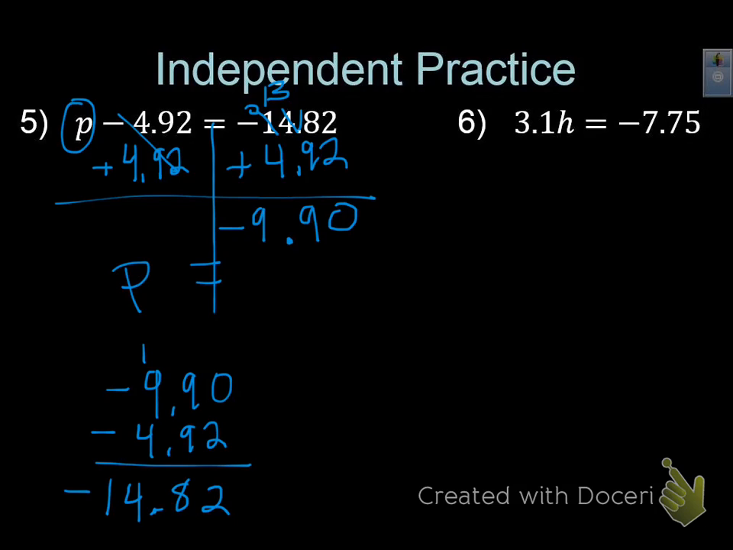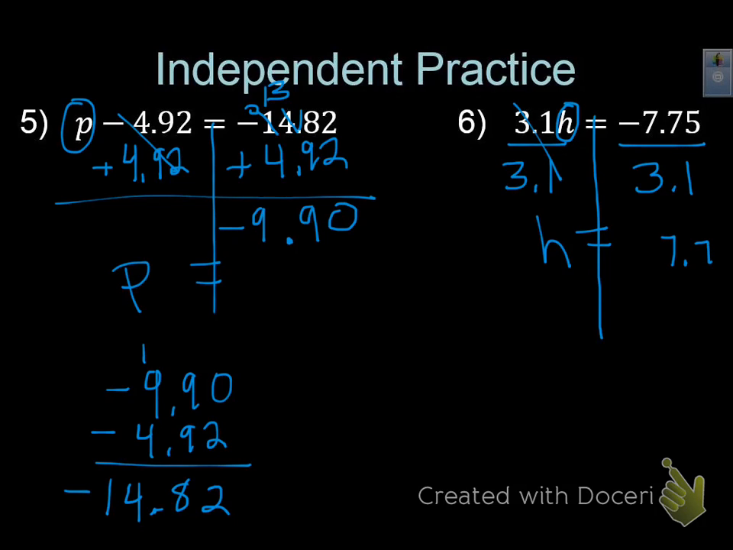The last problem, isolating the variable h, dividing my equation into two parts. I see 3.1 times h, so I will be dividing by 3.1 on both sides. On the left, the values cancel and I have h left over. On the right-hand side, negative 7.75 divided by 3.1. I will need to do long division for this. I again need to move the decimal over.